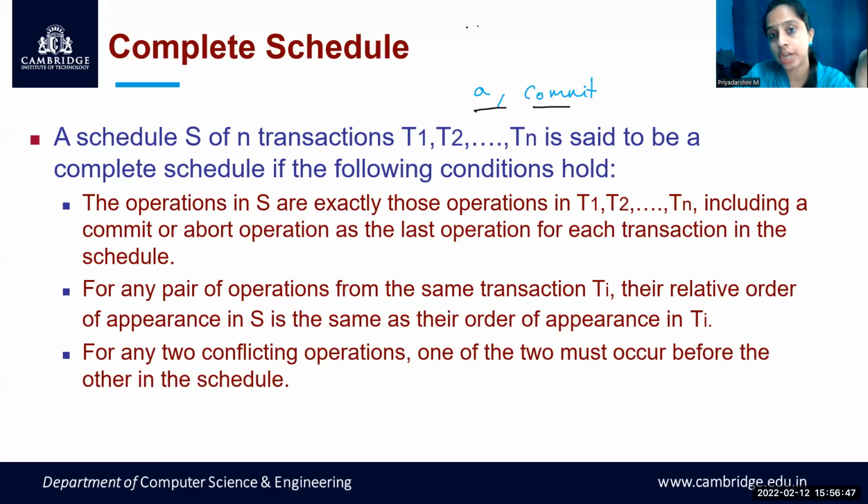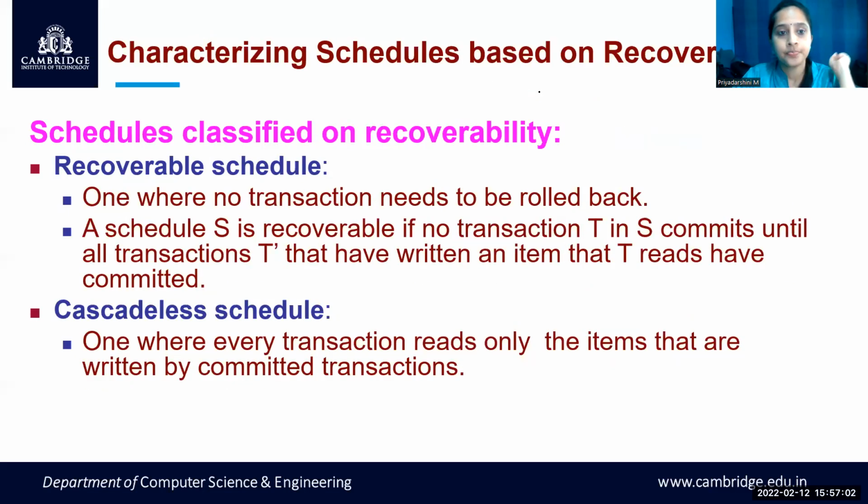Any schedule will have many transactions. Every transaction should end with either an abort or a commit. It should tell that I have ended the transaction. Then only we call it a complete schedule. So you can read this extra information. Next.